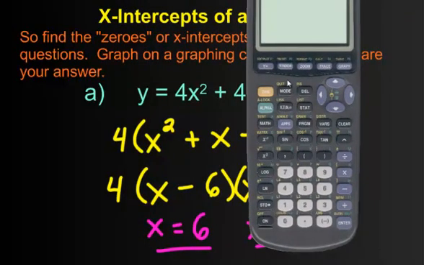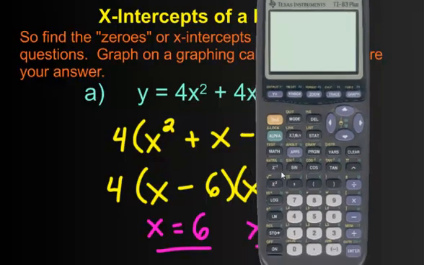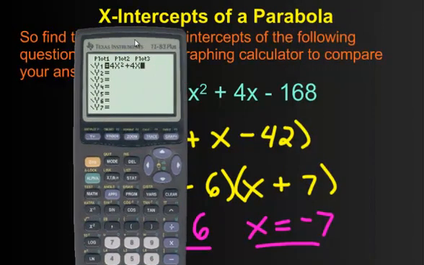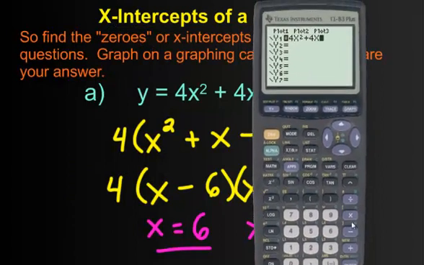Okay, so I turn the graphing calculator on. There we go. Push y equals, clear that. Now we had 4x squared plus 4x, what is it, minus 168. Minus 168. Okay, let's graph it.